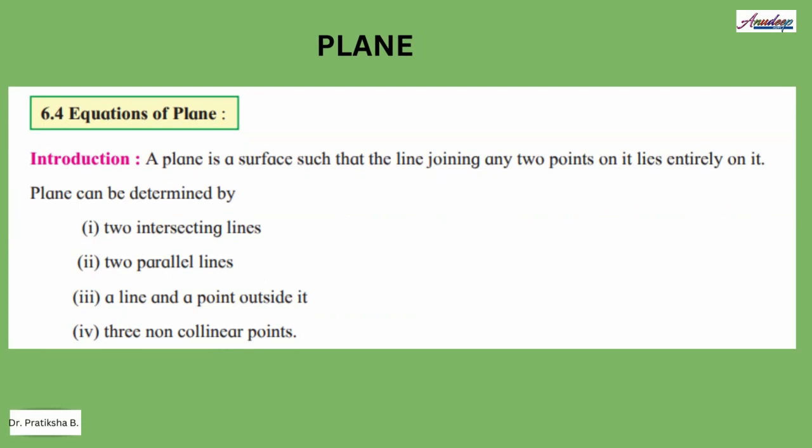Plane. Equation of plane. A plane is a surface such that the line joining any two points on it lies entirely on it. A plane can be determined by two intersecting lines, two parallel lines, a line and a point outside it, or three non-collinear points. With all these things, we are able to write the equation of a plane.